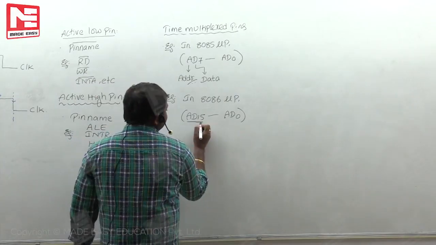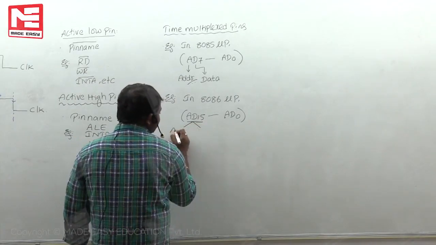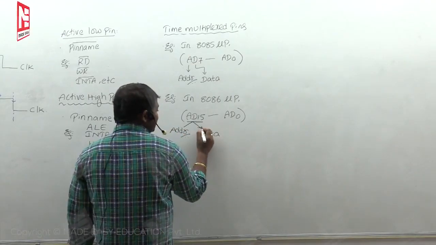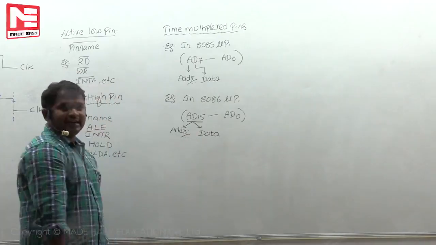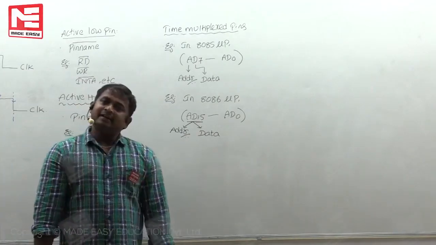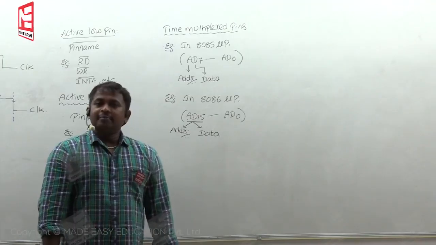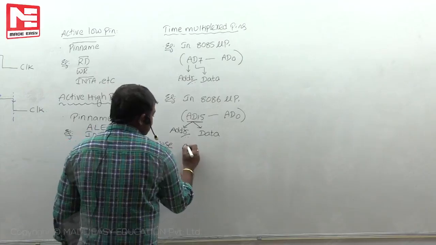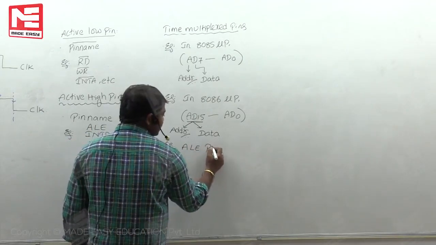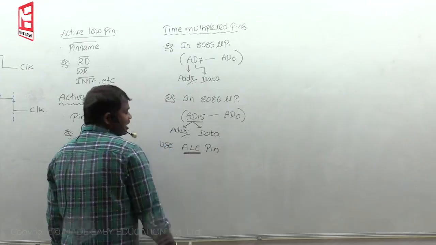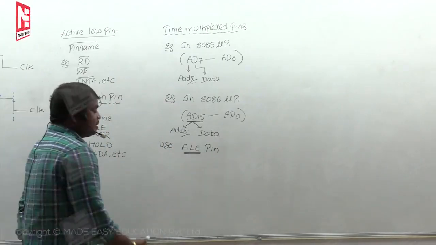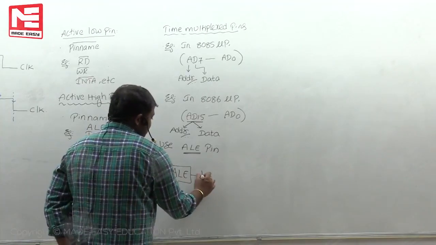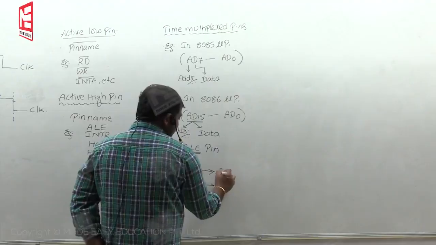In the same pin, address is possible and also data is possible. Okay. But not at the same time. The pin is capable of carrying the address. The pin is capable of carrying the data, but not at the same time. Okay. Then how to differentiate address and data? Answer is use the ALE pin. ALE stands for address latch enable. So the ALE pin has two states. A pin is like a bit, 0 or 1.